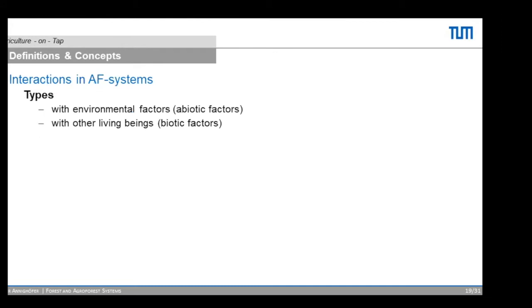And how these interactions take place in agroforestry systems is, on the one side, as the individual components interacting with their abiotic environment. On the other side, they're interacting with one another. They interact above and below ground. Both is managed in agroforestry, and they interact differently across seasons and years.